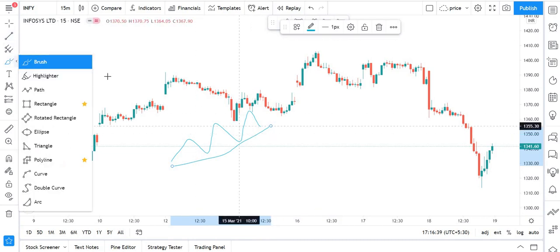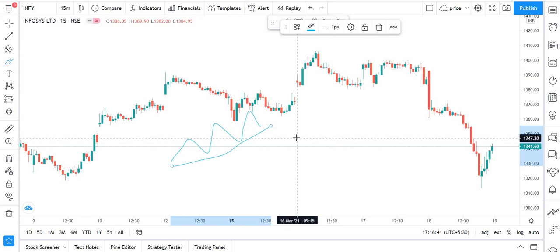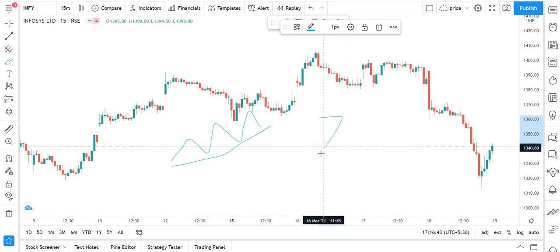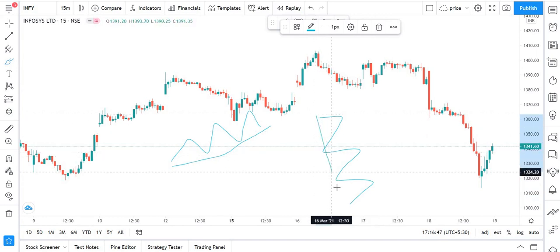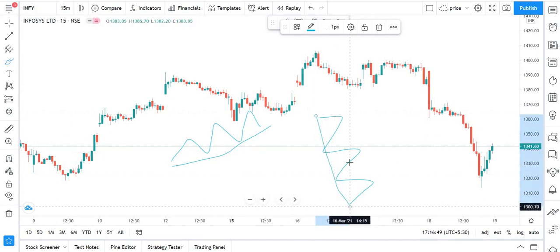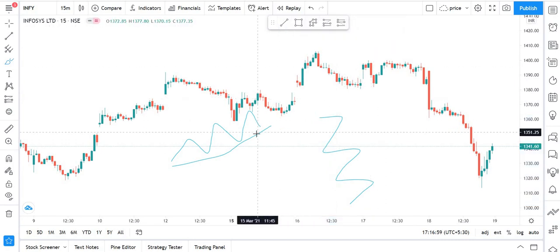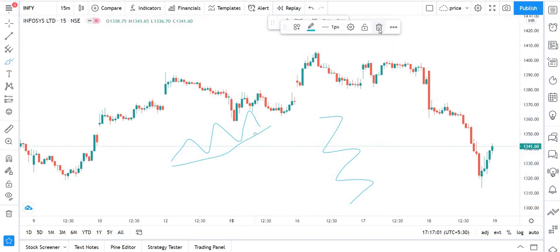Similarly, if we see this, this is a downtrend. Not perfectly marked, but this is how a downtrend looks like. Lower low, lower high, lower low and lower high. This is how prices move when they are in trend.